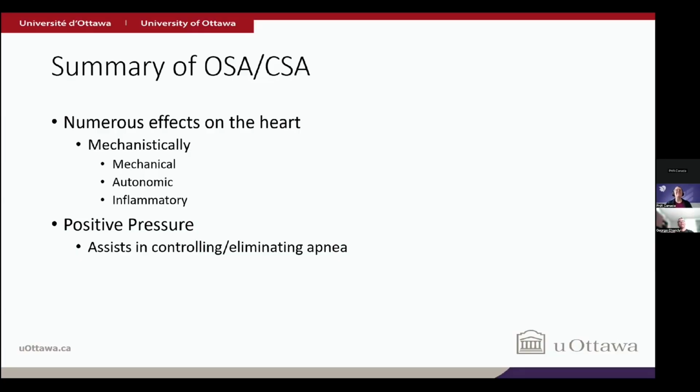We're almost done. So just in summary, there are numerous effects of both obstructive and central sleep apnea on the heart. Mechanically, there are, just with those forces. Autonomically, with the autonomic nervous system causing high adrenaline levels, there is. And I didn't really go into the details, but when you have low oxygen, it causes a bit of an inflammatory response in the body, which can also affect the heart. Ultimately, positive pressure of some kind of a machine assists in controlling and eliminating the apnea, and that's the primary method of addressing this problem.